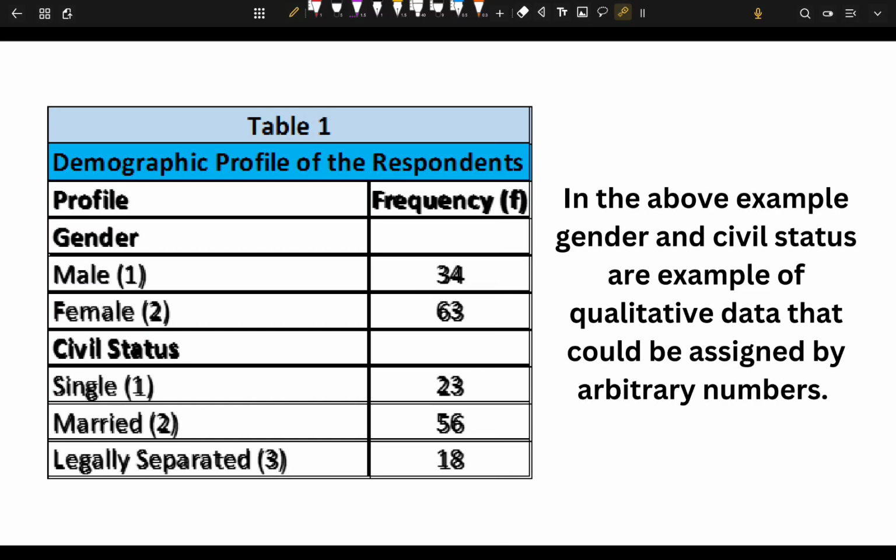So, in the above example, gender and civil status are examples of qualitative data that could be assigned arbitrary numbers. So, for example, in our interpretation, nilet natin as 1 yung male. Under ng gender, yung 1 ay male and female ay 2. Ganun po siya, no? Meron siyang inassign lang po na arbitrary number.